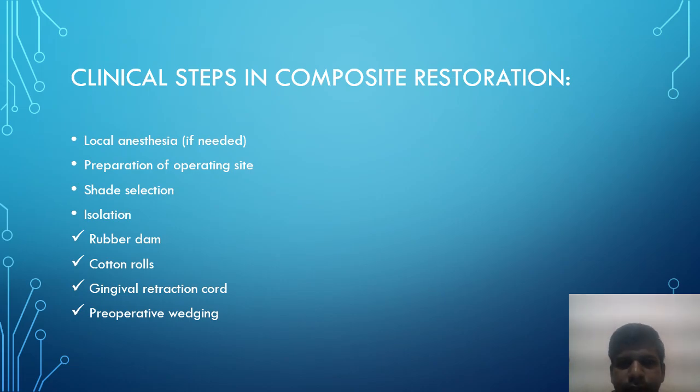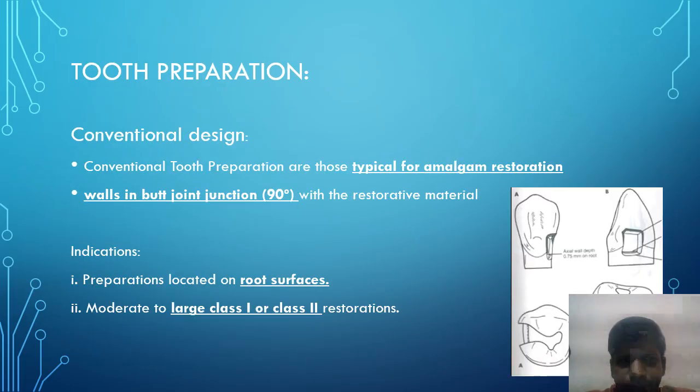So coming to the clinical steps in composite restoration, local anesthesia is given if needed and the preparation of the operating site is done, followed by shade selection, isolation using rubber dam, cotton rolls, gingival retraction cords or preoperative wedging.